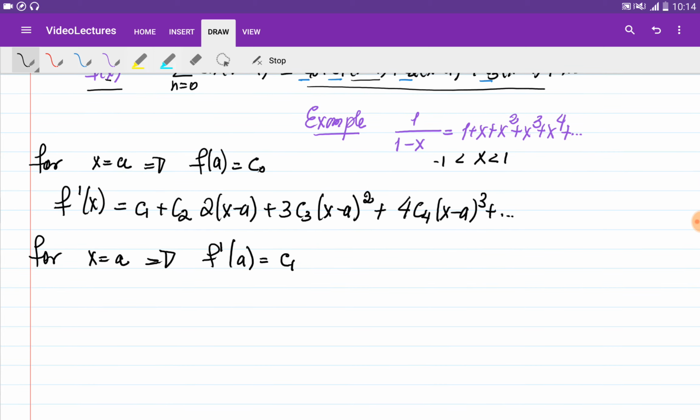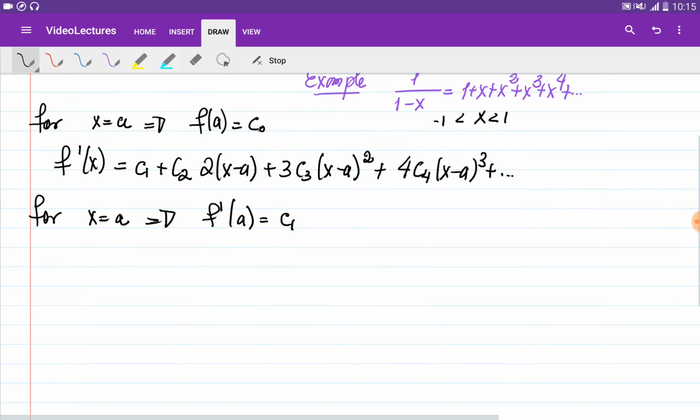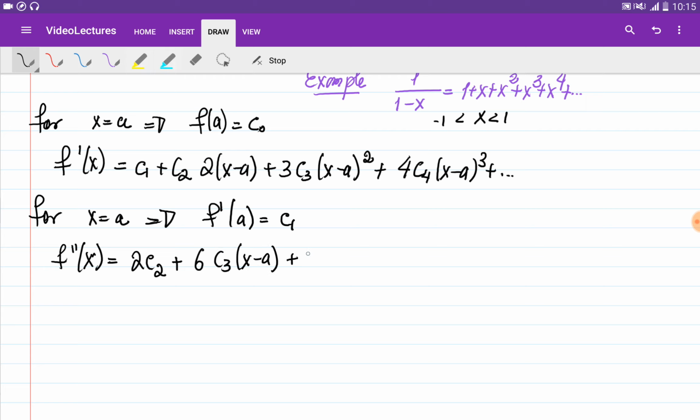So now we know the general formula for finding c0 and c1. So we can continue taking the derivatives in order to find the formula for c2, c3, and so on. So let's take the second derivative. If I take the second derivative of this function with respect to x, it's going to be 2c2 plus 6 c3 multiplied by x minus a plus 12 c4 x minus a squared plus and so on.